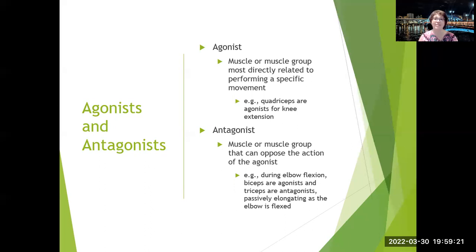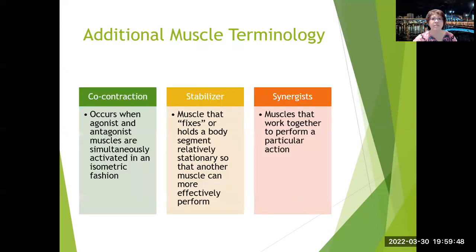The antagonist isn't elongating eccentrically. It's passively elongating as the elbow is flexed. So if your antagonist is activated, it's going to fight the motion you're trying to do. That fighting of the motion can be a stabilizing effect, or it can be a neutralizing effect.